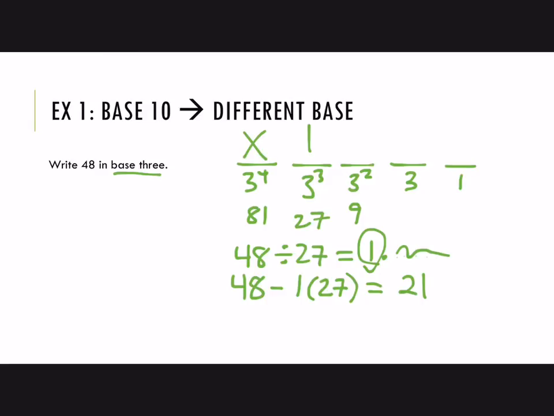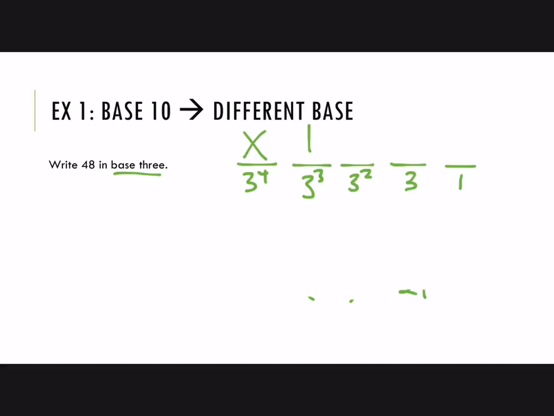So then I move on to the next place value, the 3 squared place, the 9's, and we see how many 9's are in the remaining quantity, this 21. Again you can use a calculator if needed, if the numbers are large enough, and 21 divided by 9 should tell you how many groups of 9 there are. And this is 2 point something and it continues on. So 2 groups of 9.